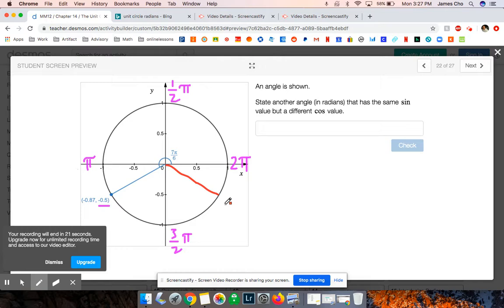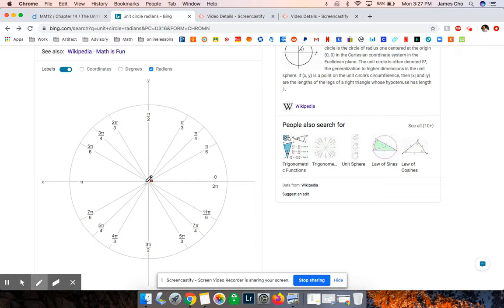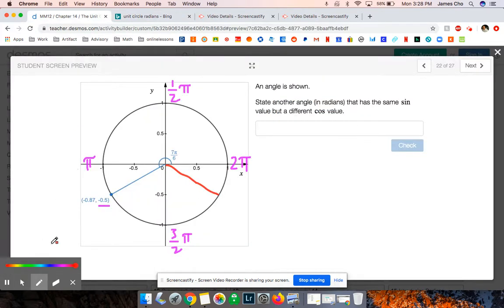Now, to figure this out, we could again look at the unit circle and find the measurement that is the reflection of pi over 6, which would give us 11 over 6 pi. In the next video, we'll talk about how to do this without looking at the unit circle.